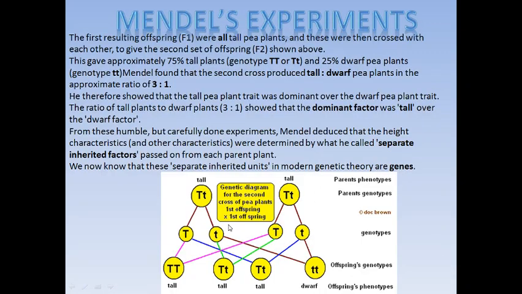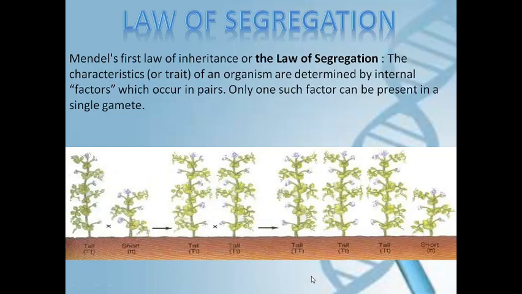But in the second generation, the traits present in the gametes were separated. They were segregated, and the gene for the dwarfness character expressed itself. So Mendel gave the first law of inheritance, and that law is known as the law of segregation. Segregation means law of separation.